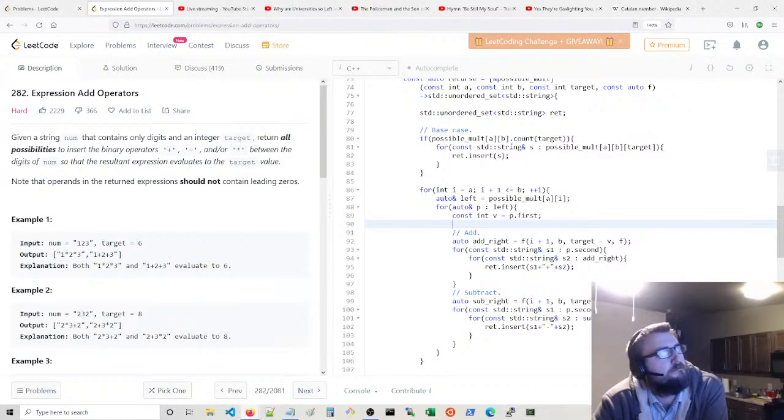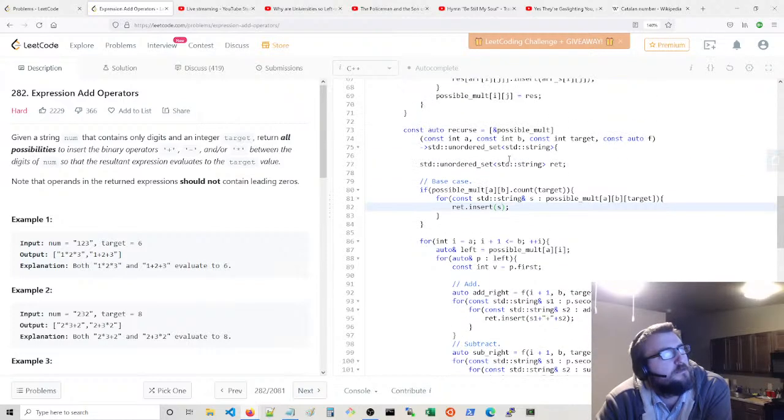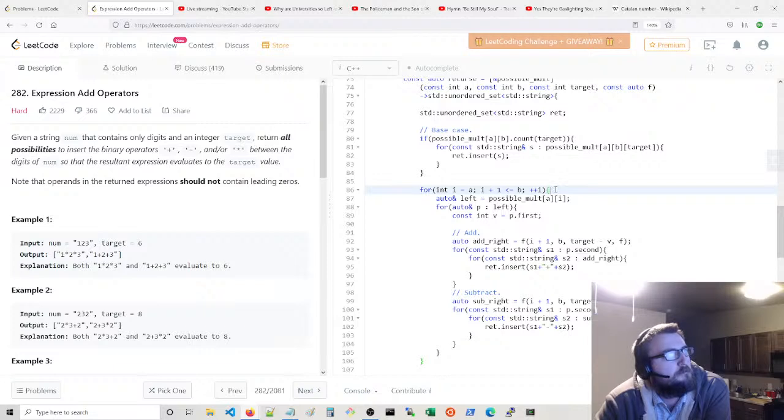Oh, I see. Yeah, all of these strings will be added for that target. You update your target, right? So AB target minus V. If we're gonna add S2, whatever we get for that, recursively. And then on the left side, whatever we get for that, on the right, if we add V, subtracting.